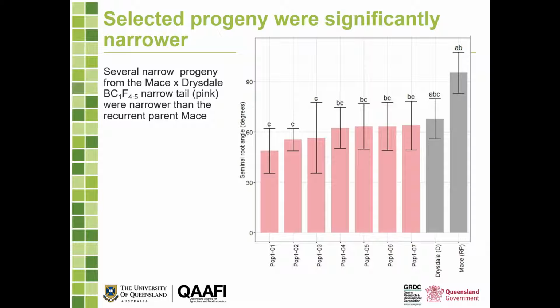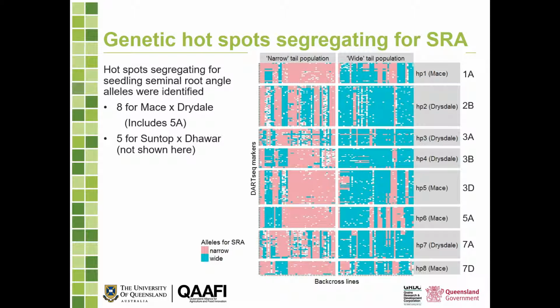So when she looked at the genetics of these tail populations, here in the Mace Drysdale population, you can see we've got the 40 odd genotypes in each tail represented along here, and a number of different genetic loci here. Those with narrow alleles are shown there in pink, or wide in blue. You can see we've got hot spots on 1A, 2B, 3A, 3B, 3D, 5A, 7A and 7D, which have been heavily selected for narrow alleles in the narrow tail and wide alleles in the wide tail.